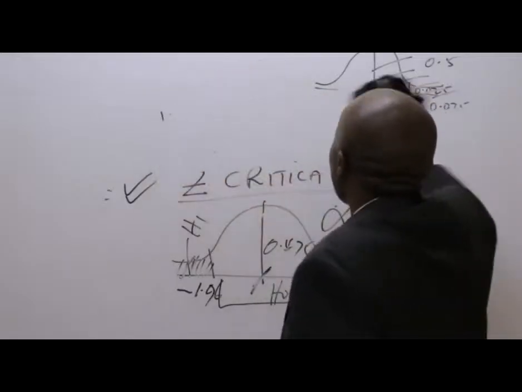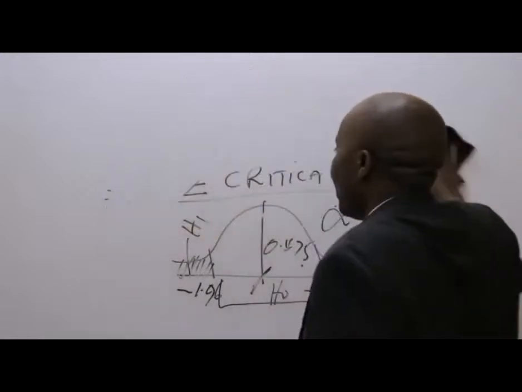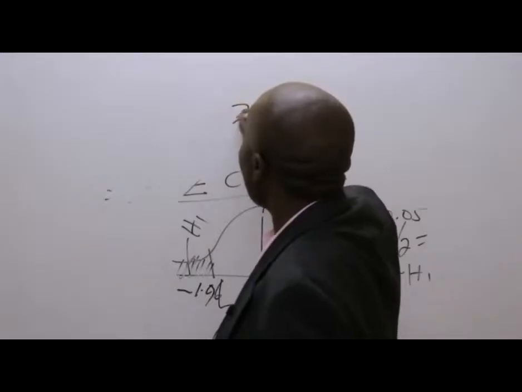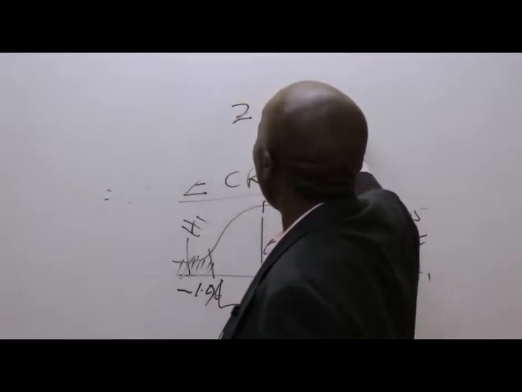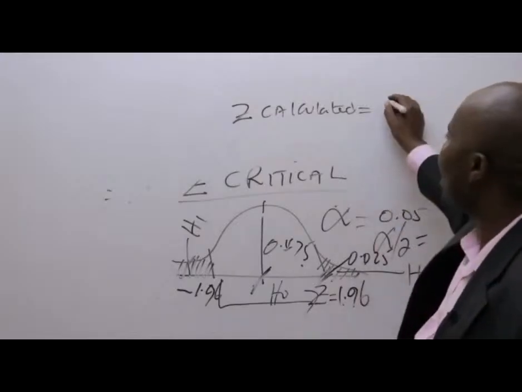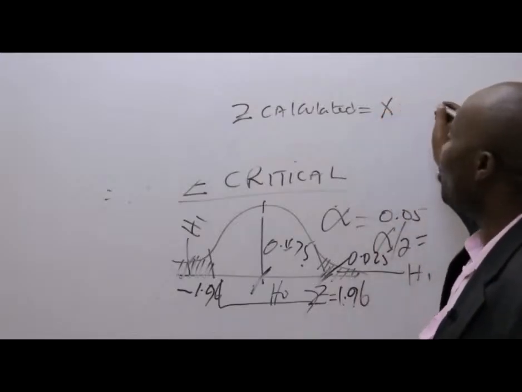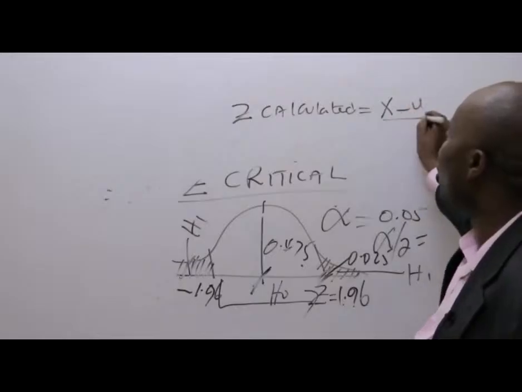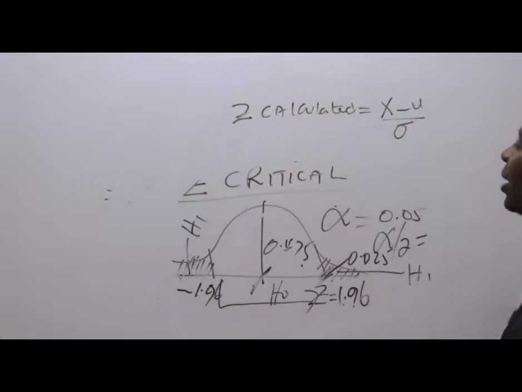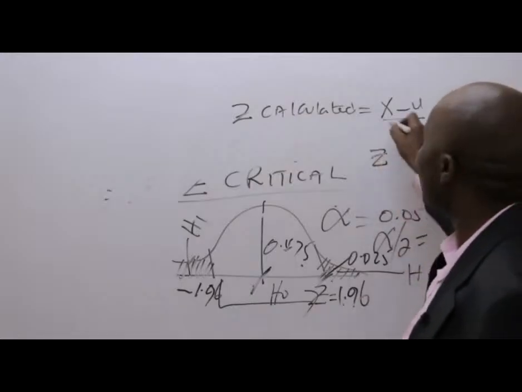So Z calculated. Go ahead and mention Z calculated. We are so used to our normal Z, where we say that Z is X minus mu, all over the standard deviation. This time around, you're not going to make use of this.